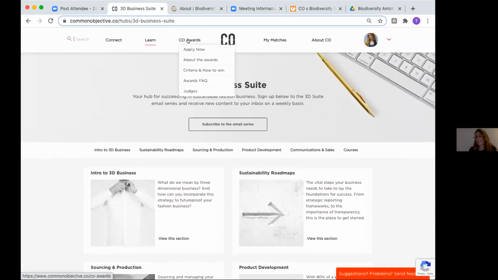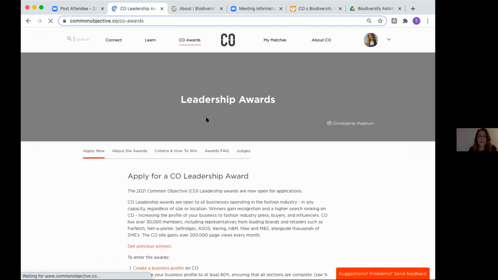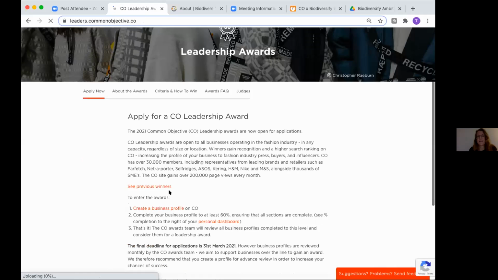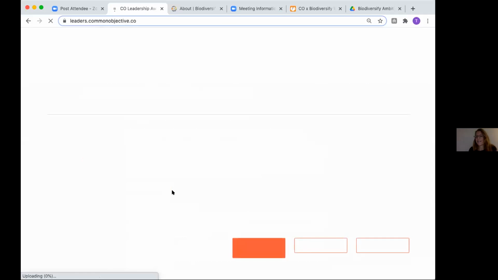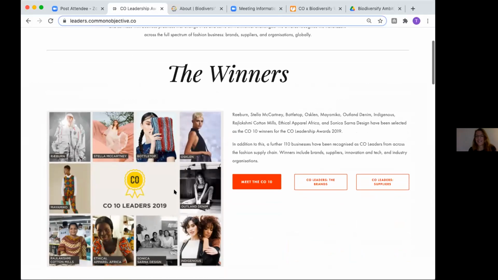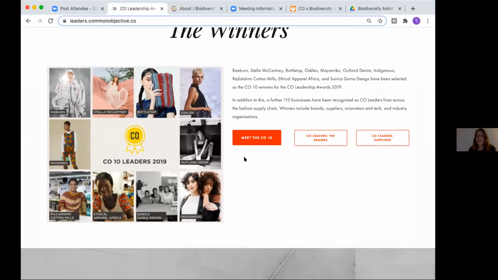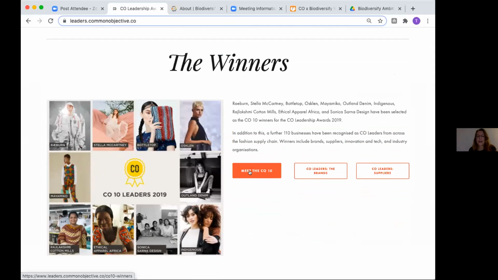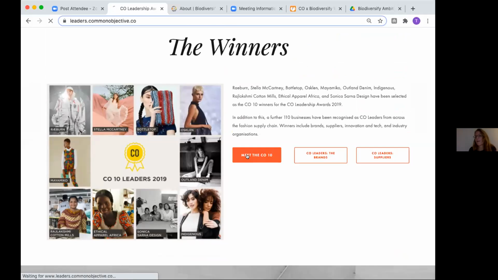And just finally, to show you the awards. If you're on the Co site, you'll also be on our mailing list, so you'll get an invite. You can see examples of the winners from last year. This has just been updated as we speak, so it now has all the information hot off the press on how to apply this year. But you can see who the winners were last year.